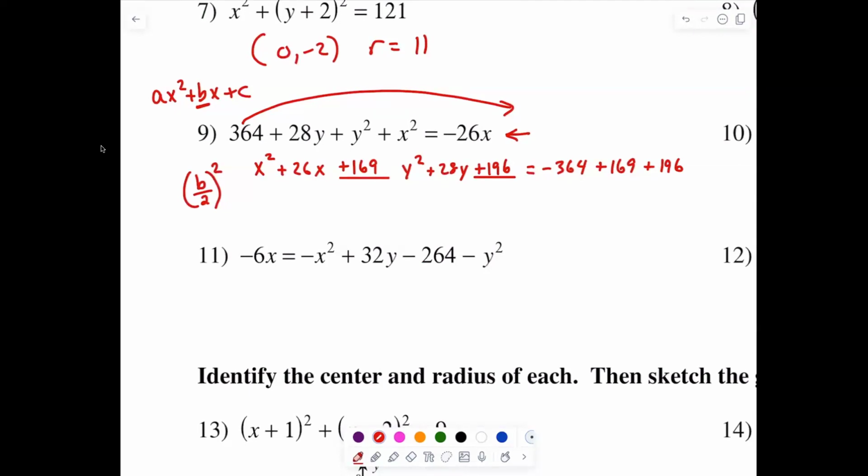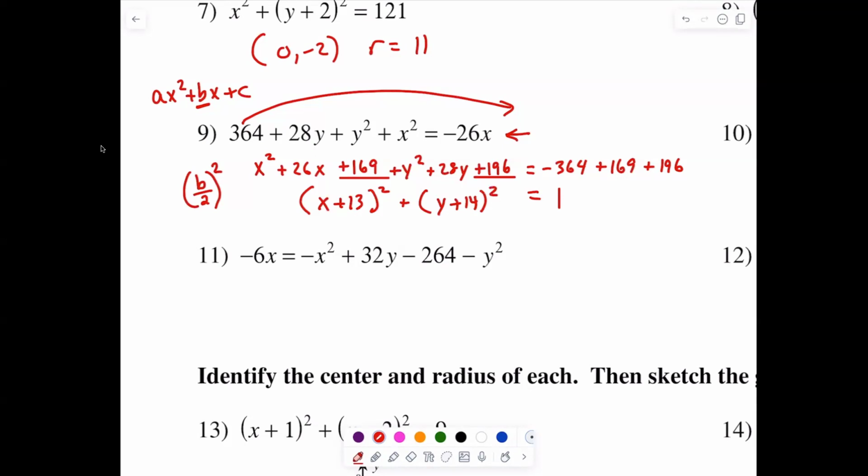Now, if you simplify what's on the right, I believe that's a 1, correct? And now you factor the x squared plus 26x plus 169. By completing the square, you made it a perfect square. I told you last year that it always factored into whatever the half was. What was the half of positive 26? Positive 13. Very good. So that's going to factor to x plus 13 squared, and then plus y plus 14 squared.